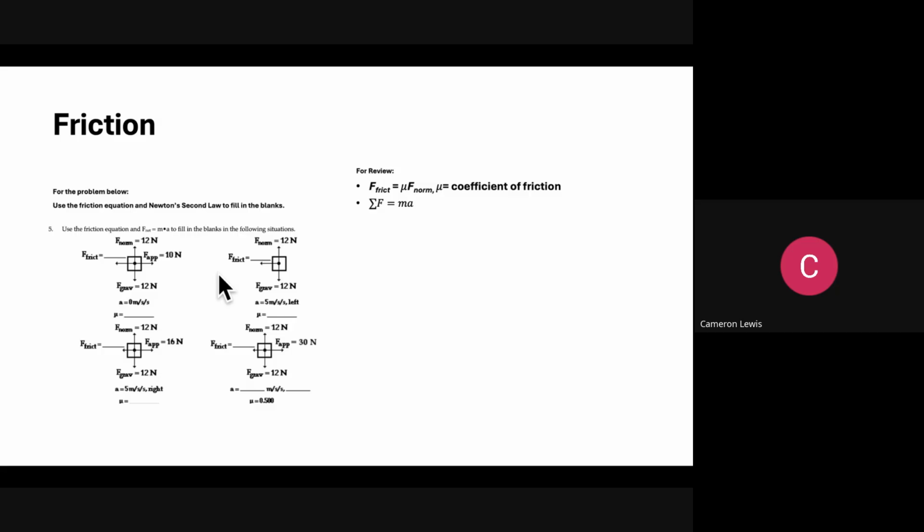So in this first one, let's look at this top one. They actually gave us a normal force. So let's talk it through. We need to find the frictional force. We have a normal force, but do we know mu? We don't know what mu is. Now let's think.